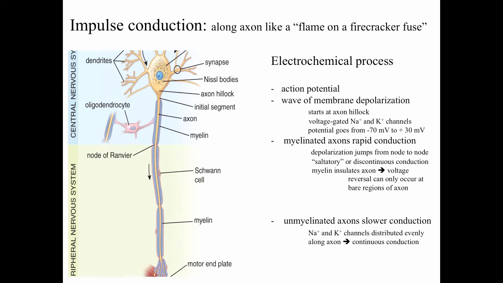Unmyelinated axons, of course, the nerve conduction is much slower. Sodium and potassium channels are relatively evenly distributed along the axon, so the membrane depolarization is occurring in a continuous manner down the axon, and because of that, the nerve impulse actually travels slower. And again, you'll talk about this in much greater detail in physiology.